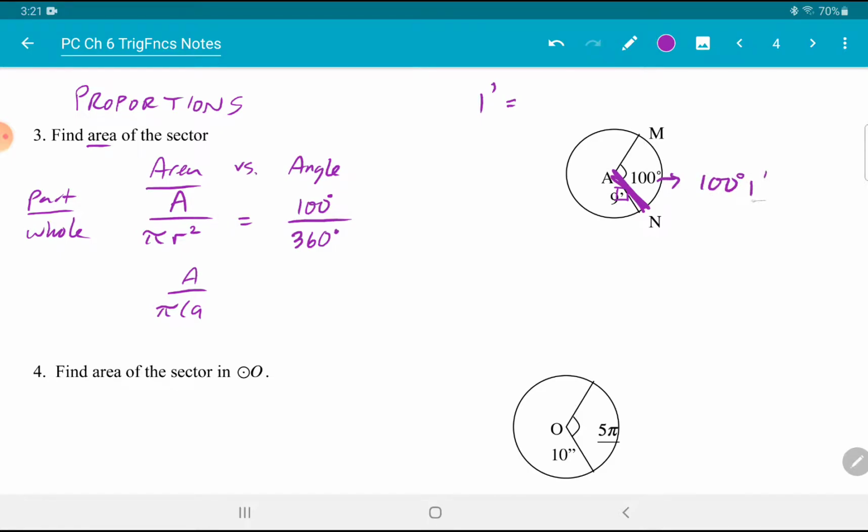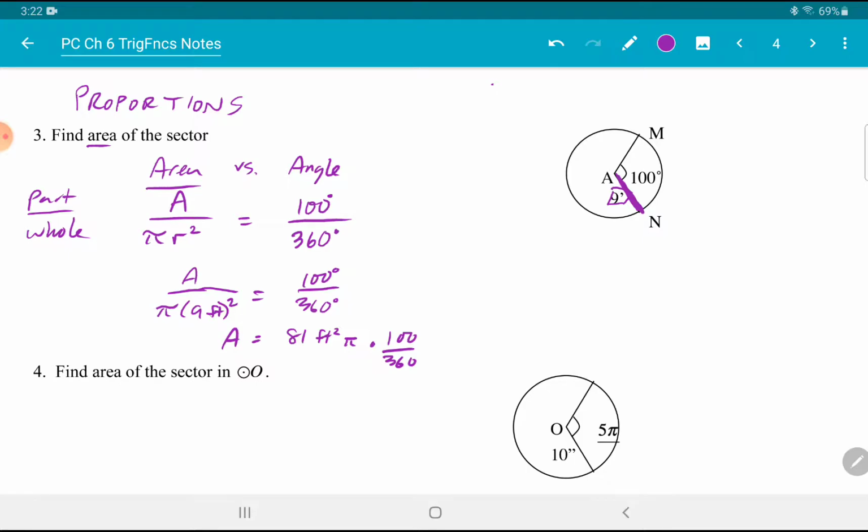This is 100 degrees 1 minute, because 1 minute is represented as a partial degree. But in this case, you'll notice that the 9 has an apostrophe next to it. If you're talking about an actual length of a measurement, this is in terms of feet. So we're actually talking about 9 feet here. Just want you to be clear on that. So if I'm going to emphasize that, I'll say 9 feet squared, equals 100 degrees over 360 degrees. All we're left to do is solve for A. So we can multiply both sides by 81 feet squared pi, times 100 over 360.